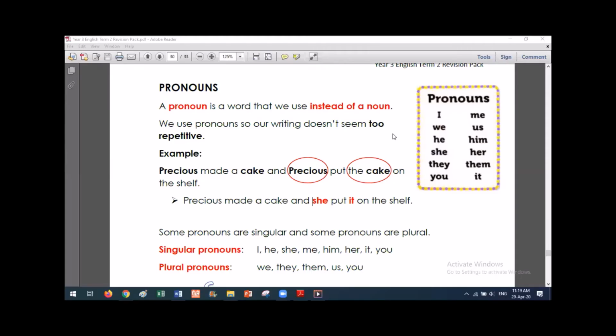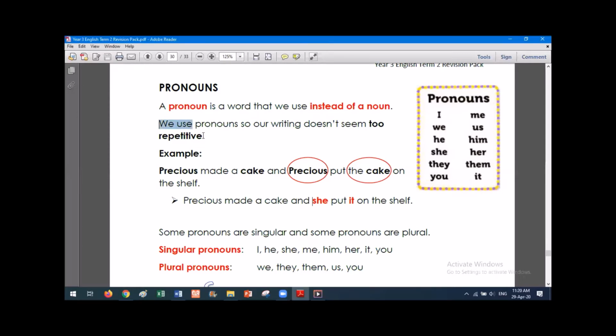Today, what we're going to do, Year 3 for English, is pronouns. A pronoun is a word that we use instead of a noun. Now, we use pronouns so our writing doesn't become repetitive. Repetitive means that we hear the same thing over and over again. So that's actually kind of a little bit boring if we use the same words over and over again.